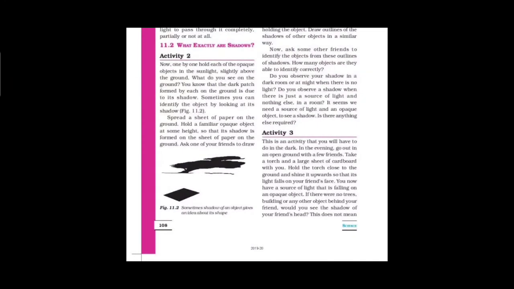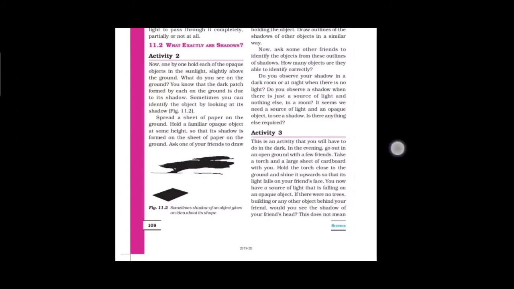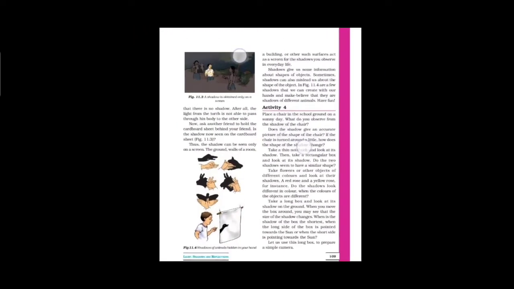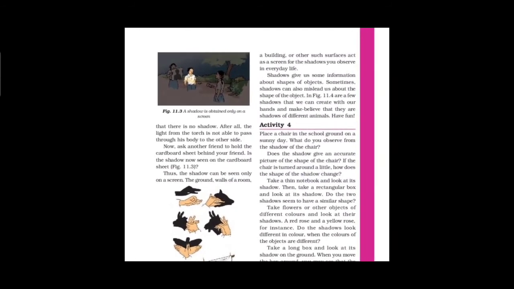If there were no trees, buildings or any other object behind your friend, would you see the shadow of your friend's head? No, right? There is no shadow. See the picture, there is no shadow. After all, the light from the torch is not able to pass through his body to the other side.